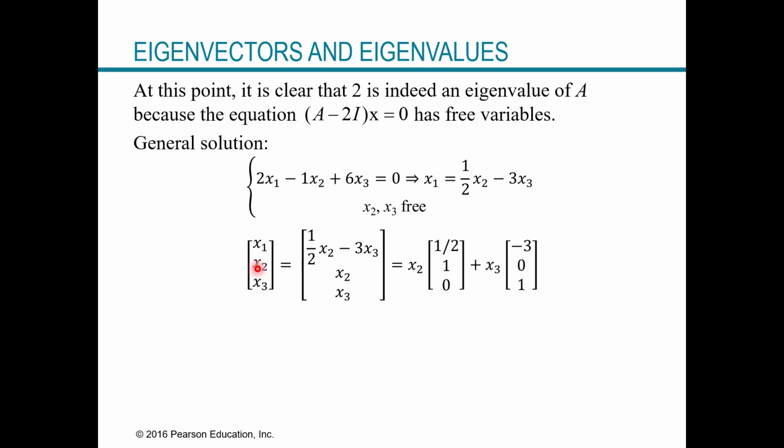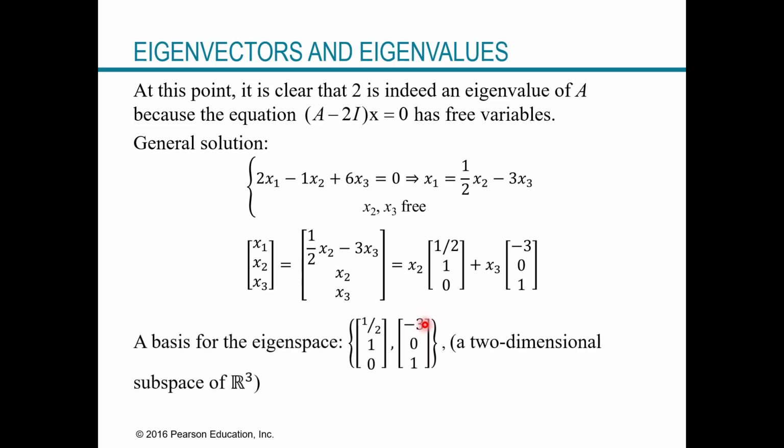Notice x2 and x3 are free, so they equal themselves, but x1 is written in terms of x2 and x3. What we can do, as we've done in the past, is think of it like factoring out the free variables. So if we factor out x2, notice what we get. In row 1, we had a 1/2. In row 2, we had just one x2, and then in row 3, we had no x2s. Same thing for x3. Think of it as factoring it out.